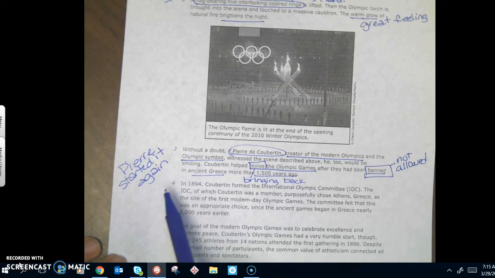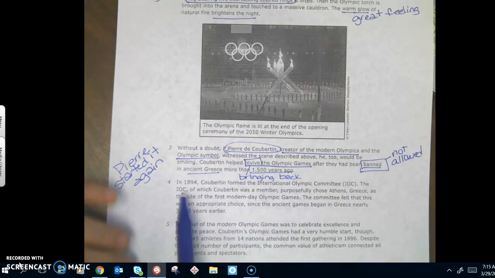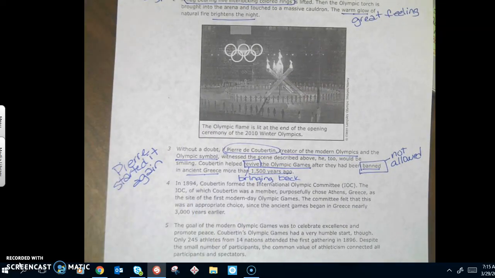He started it again. Okay, in 1894, Coubertin formed the International Olympic Committee, the IOC. The IOC, of which Coubertin was a member, purposefully chose Athens, Greece, as the site of the first modern-day Olympic Games. The committee felt that this was the appropriate choice since the ancient games began in Greece nearly 3,000 years earlier. All right, go ahead and stop.